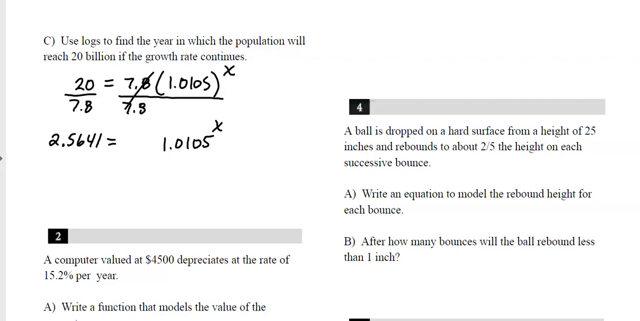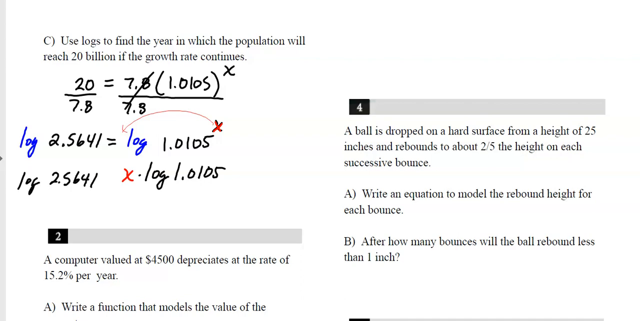I could do the natural log if I wanted to, but I'm going to just do the log. And once I do the log of both sides, whenever you have a log expression, you are allowed to move this exponent right here to the front. So I'm going to put that exponent in the front, and then I'm going to have x times the log of 1.0105. And over on this side, I still have the log of 2.5641. And now to get x all by itself, you're just dividing by this log from both sides.